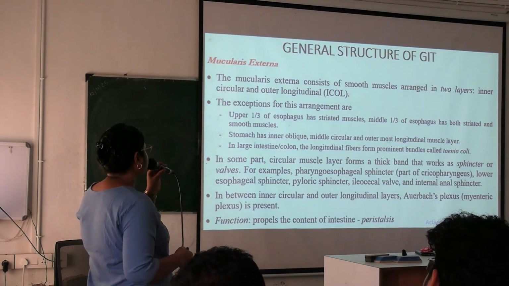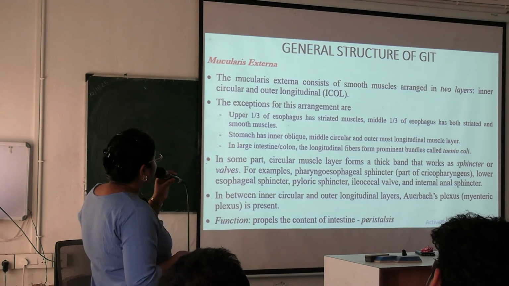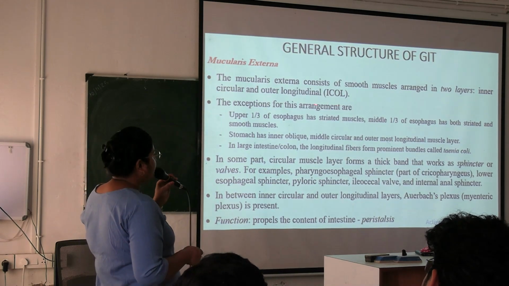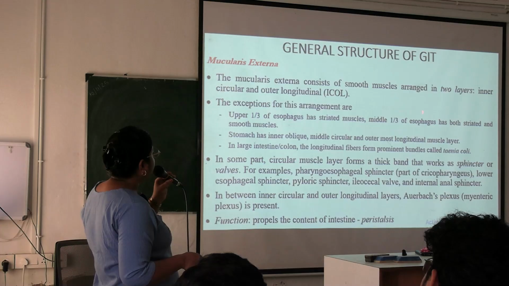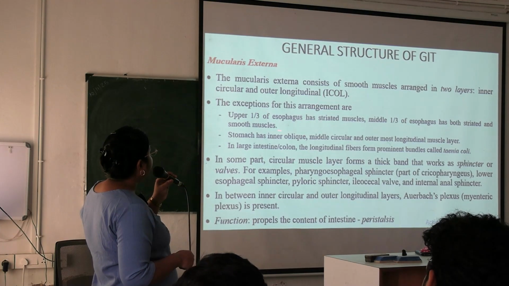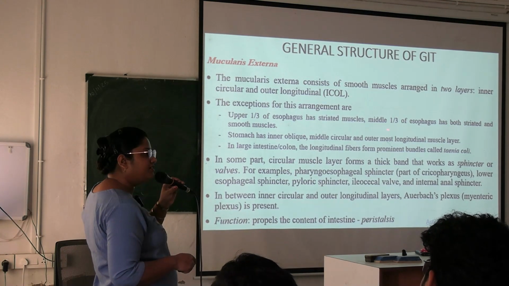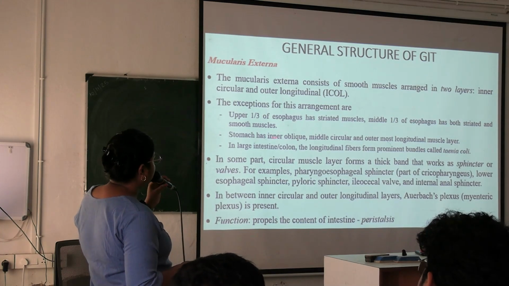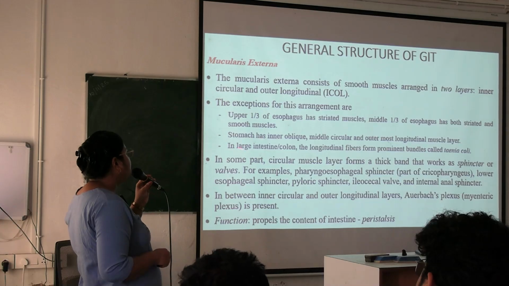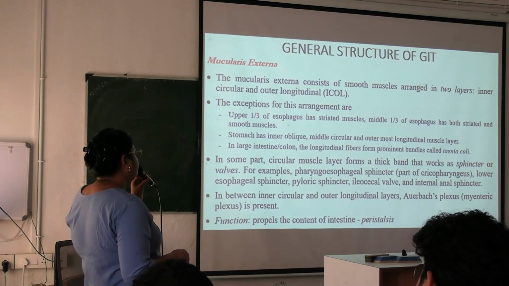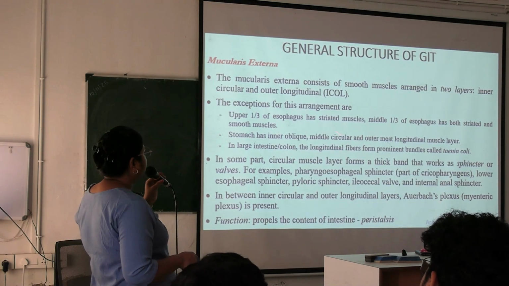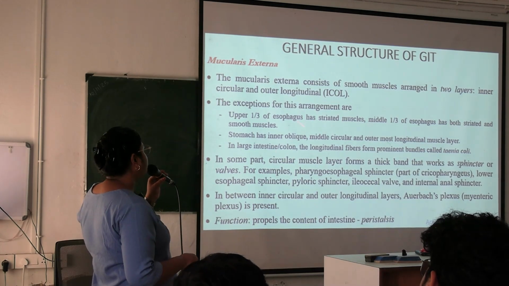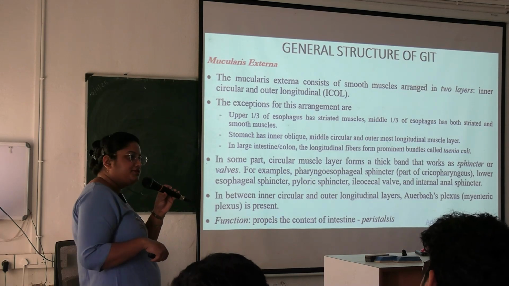Next, we are going to muscularis externa. It consists of smooth muscles arranged in two layers, inner circular, outer longitudinal layer. The exceptions for this arrangement are these. Upper one-third of esophagus has striated muscles, middle one-third of esophagus has both striated and smooth muscles, and stomach has three layers of muscle layer. Inner oblique, this is the added layer. Next there will be circular, and outermost is the longitudinal. Okay, so one extra muscle layer is added for stomach.